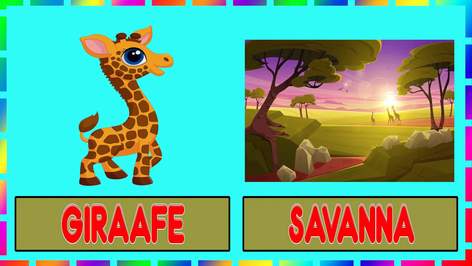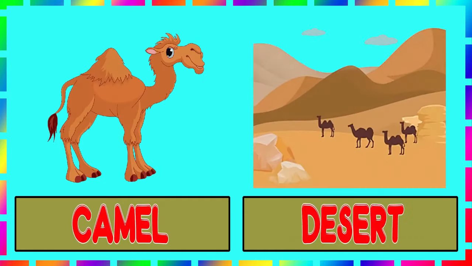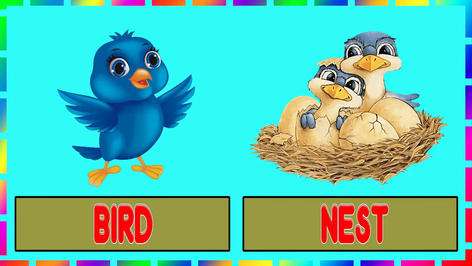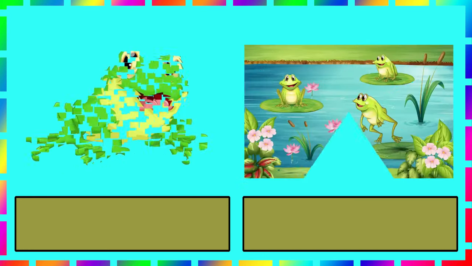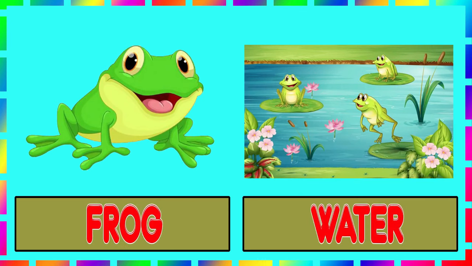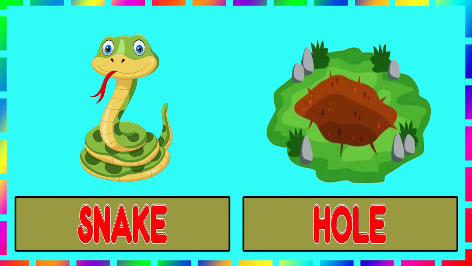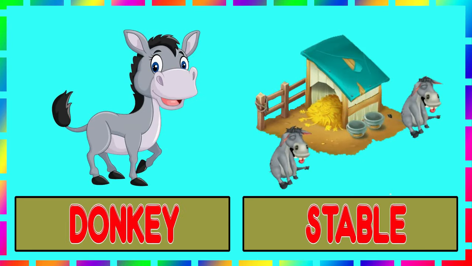Giraffe. A giraffe lives in a savanna. Camel. Camel lives in a desert. Bird. Bird lives in a nest. Frog. Frog lives in water. Snake. Snake lives in a hole. Donkey. A donkey lives in a stable.